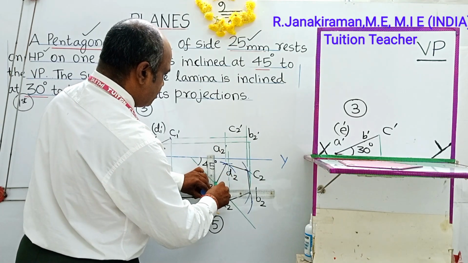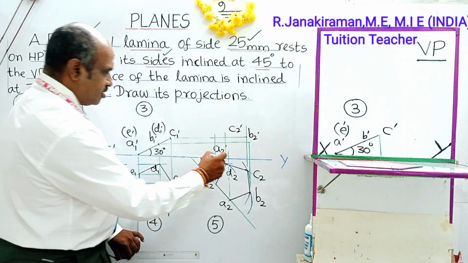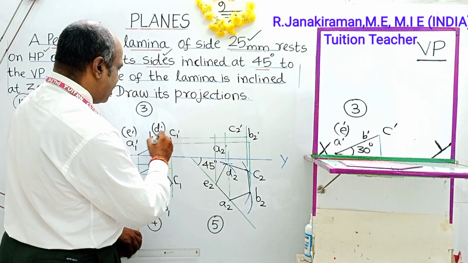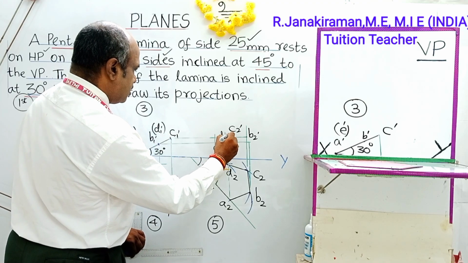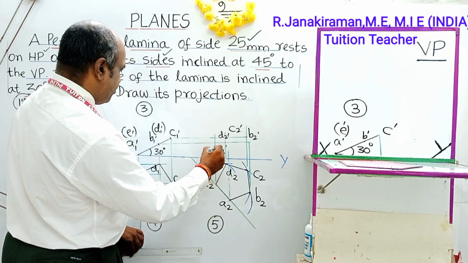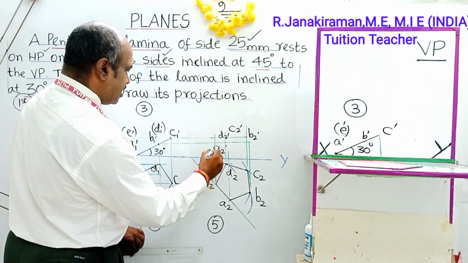Next E. This is vertical D, horizontal D. D2 dash. Next E2. Vertical, horizontal. This will be E2 dash.